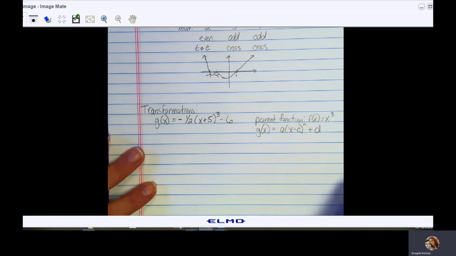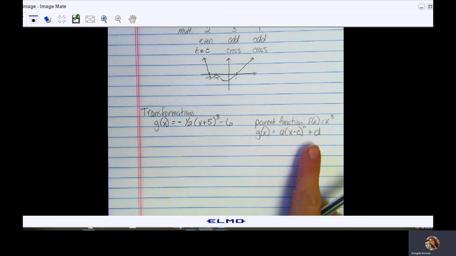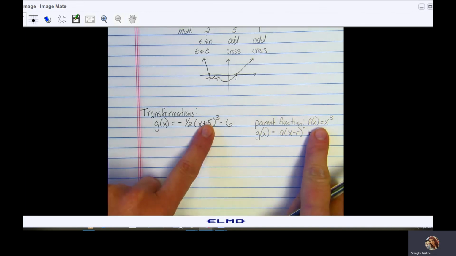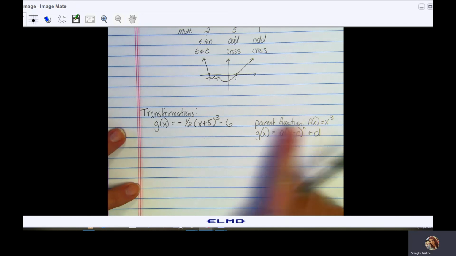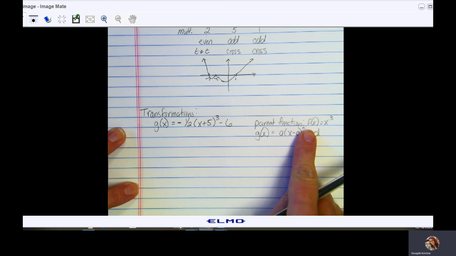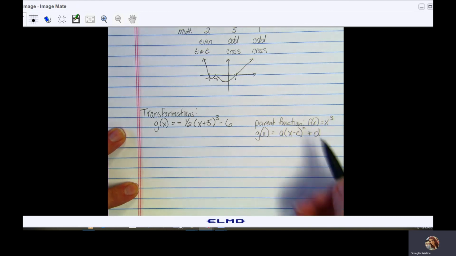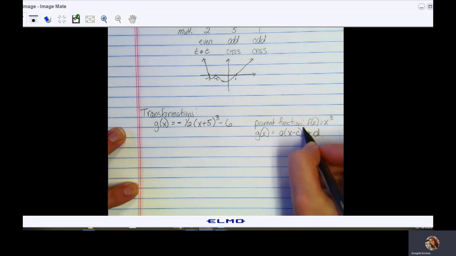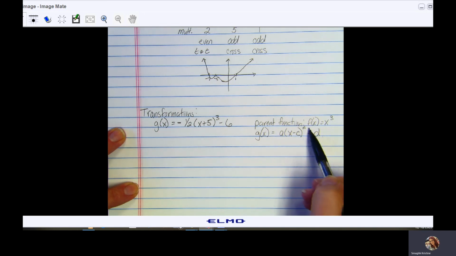So let's take a look at transformations. Your parent function here, this is a cubic, so your parent function is going to be x to the third power. Any function is a transformation of the parent function, and this is the same thing we learned in topic 2 with quadratics. I think in topic 2 you saw an h here and a k there. They do the same thing. Your n is just whatever exponent you have. This is going to apply to any function, whether it's a quadratic, a cubic, quartic, quintic, etc.